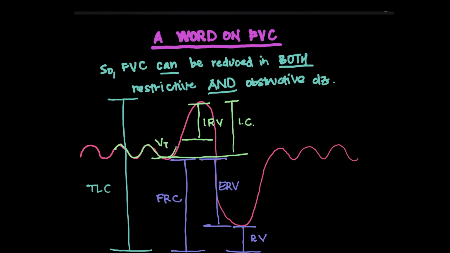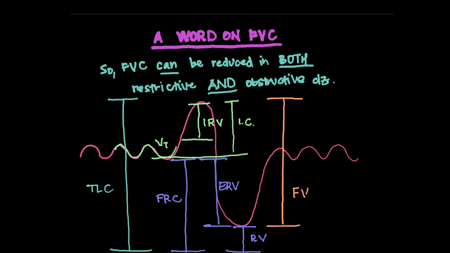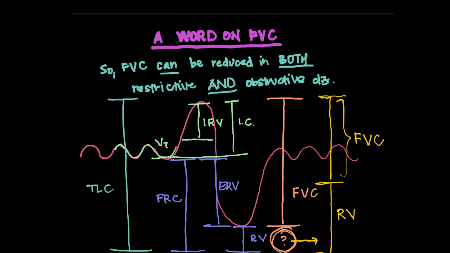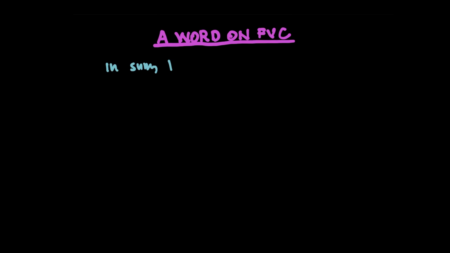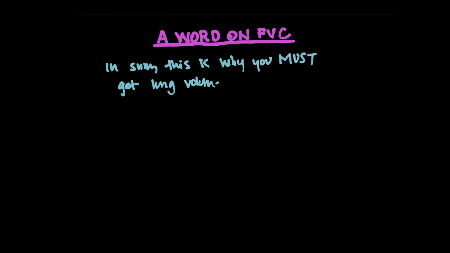And so where is the FVC, or the vital capacity? Well, the vital capacity is basically everything except that residual volume. So it would stand to reason that if your residual volume is increased, your FVC must be decreased. So in summary, I just want you guys to know that this is why you have to get lung volumes, and you can't just make a diagnosis on FVC alone.